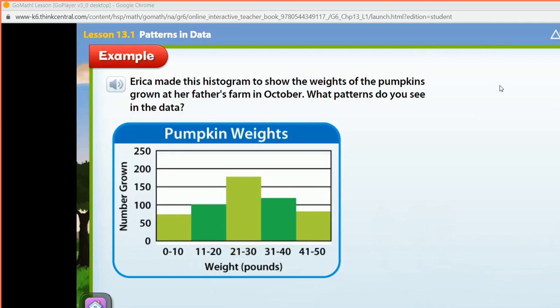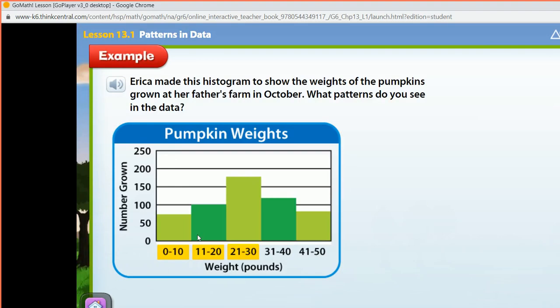Now, look to see how the data change over the intervals. The change over the intervals refers to each interval showing a different amount. Where does the number of pumpkins increase on the histogram? Increase from 0 to 21 or to 30. And this part will increase.